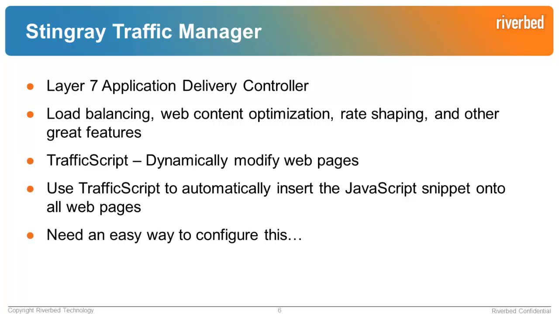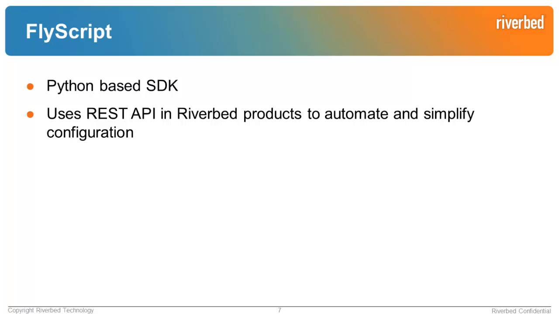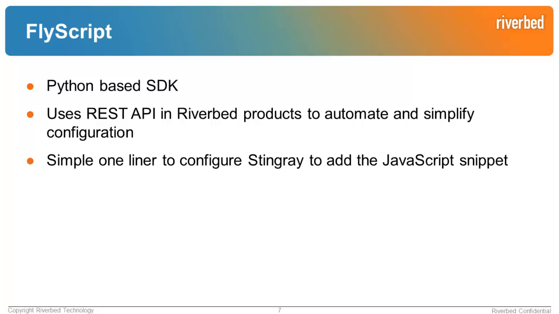But how do we do this? And that's where Flyscript comes in. Flyscript is a Python-based SDK that uses the REST API in Riverbed products to simplify and automate configuration tasks. And so we can break down the configuration of Opnet onto the Stingray Traffic Manager to a simple one-liner.